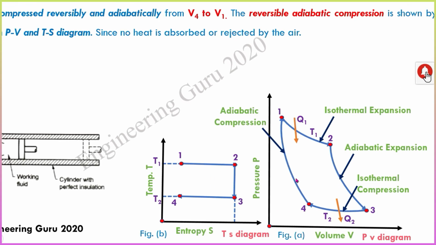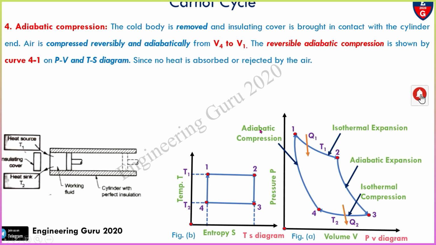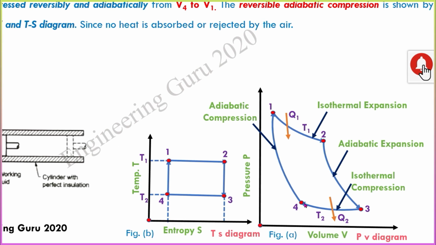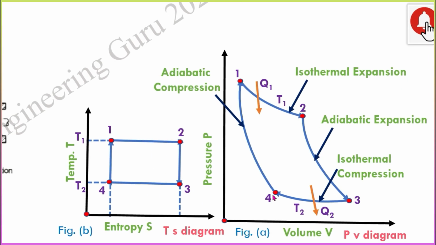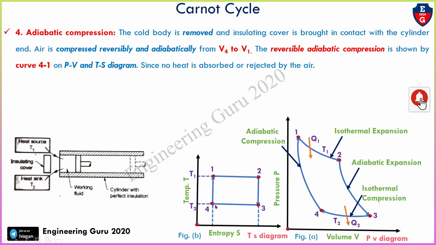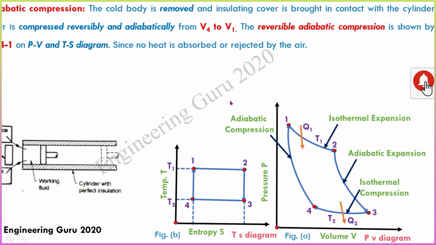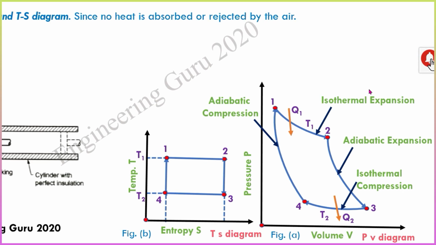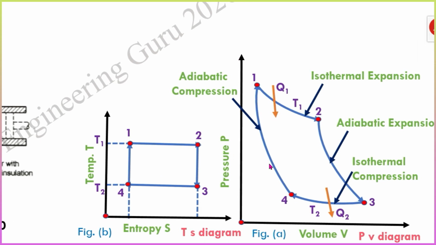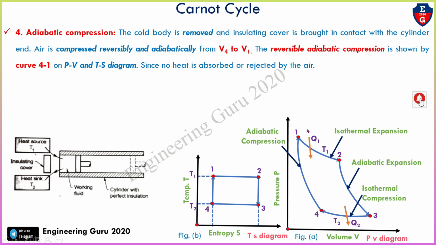Now in the diagram, we can see that this is the adiabatic compression. The curve goes from V4 to V1, and here in the TS diagram the curve 4 to 1. The cold body is removed and the insulating cover is brought in contact with the cylinder and the air is compressed. That's why it is called adiabatic compression, from V4 to V1. So pressure is raised due to compression. The reversible adiabatic compression is shown by curve 4-1 since no heat is absorbed or rejected by the air.